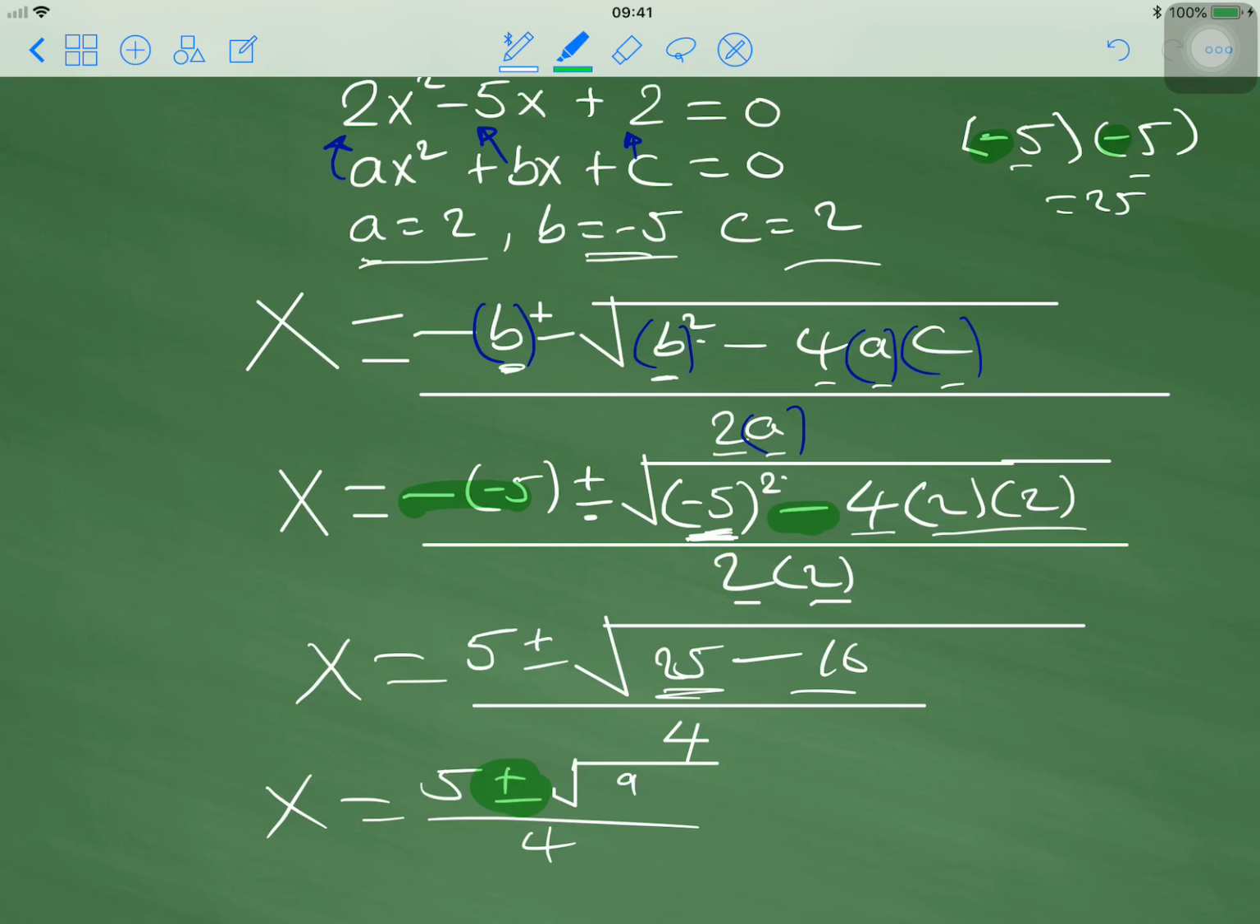Okay, but before we do that, let us talk a little bit about square roots. The square root of 9 we know is 3, because 3 times 3 is 9. The square root of 16: 4 times 4 is 16, so the square root is 4. 25 is the same as 5 times 5, meaning the square root of 25 is 5.